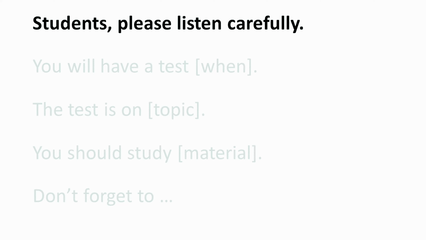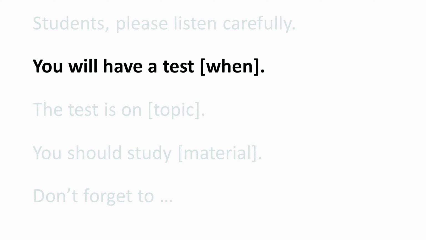Now, let's move on to test announcements. Test announcements follow a very similar pattern to the homework announcements. We begin with the attention statement, students, please listen carefully. But unlike the homework announcement, the test announcement will start by stating when the test is. We can say when the test is using the following sentence. You will have a test, and then tell them the date. Keep in mind, you can substitute the word test for the word quiz or exam as appropriate.